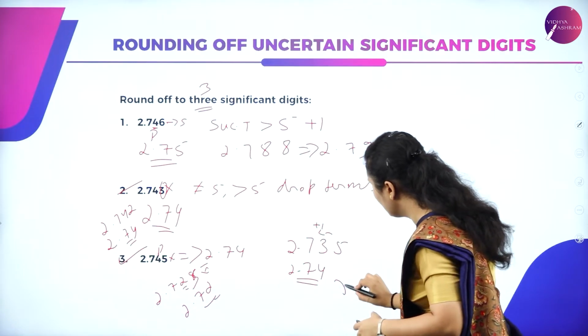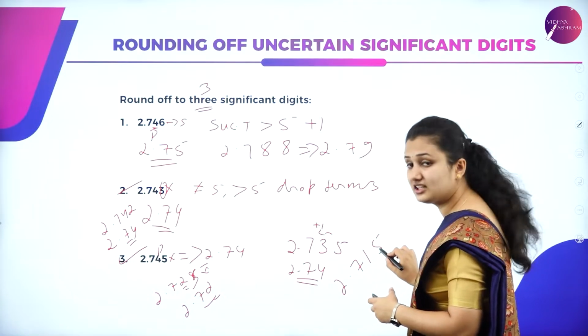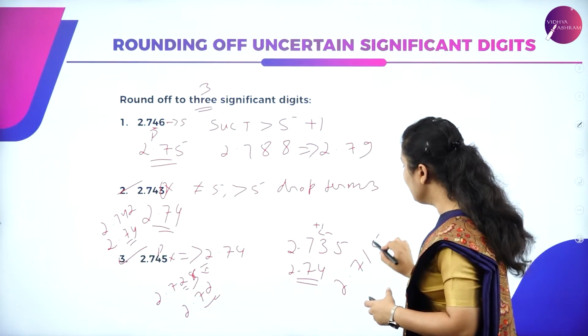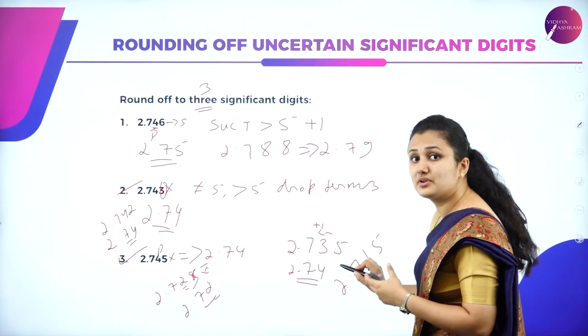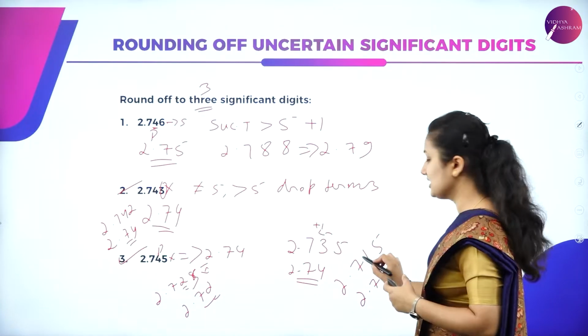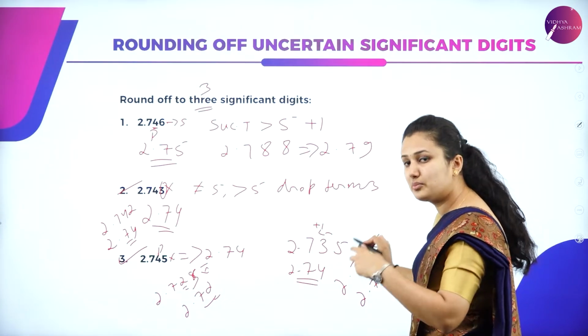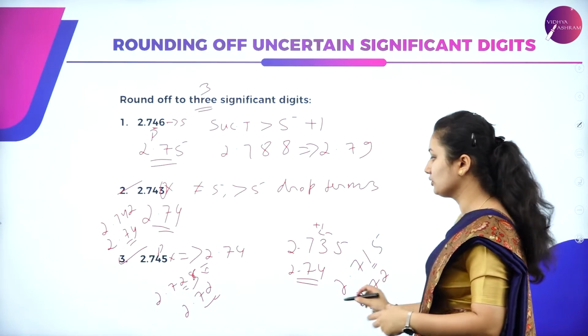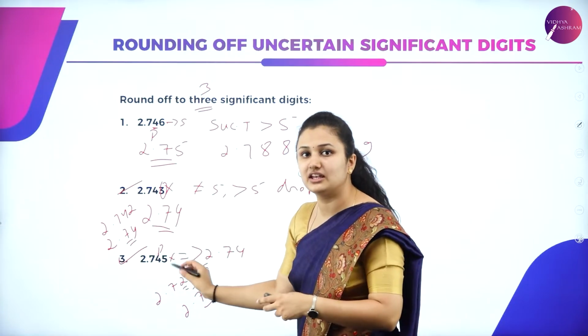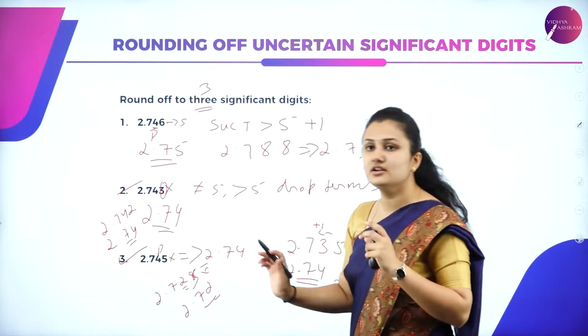In case I have 2.715, now the succeeding term is equal to 5, but the preceding term is odd. If the previous term is odd, I will add plus 1 and I will write 2.72. If the previous term is even, then you will simply leave off, you will drop the 5.